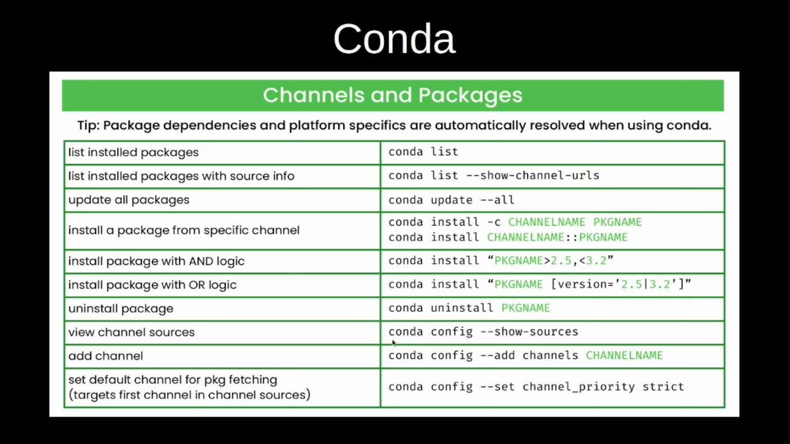For the channels, we can use conda config and then --show-sources for viewing all the available channels registered at our Anaconda installation. And by default, we have only one channel registered, which is the default channel. The name of the channel is defaults. But we can add as many channels as we want, including, for example, we'll do that next. We can add, for example, conda-forge, which is an additional famous channel that you can add.